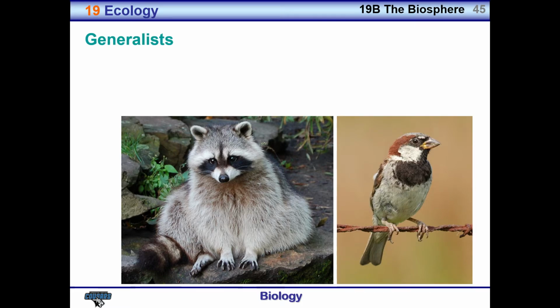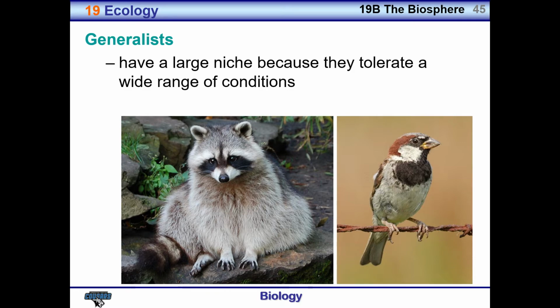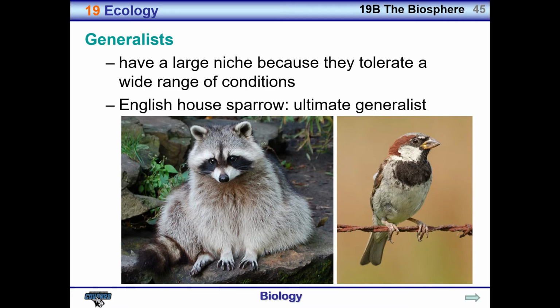Another term that's often used in this discussion are the way these animals fit within their niche. We have a group of animals that we call the generalists. They have a large niche because they tolerate a very wide range of conditions. We have the raccoon that you can find in many places in the U.S. They live out in the country. They also live here in the city. Another species that is the English house sparrow is also a generalist, and you can find it pretty much everywhere in the U.S. It adapts very well to different conditions, lives in the city, in the country, up north where it's cold, down south where it's hot.